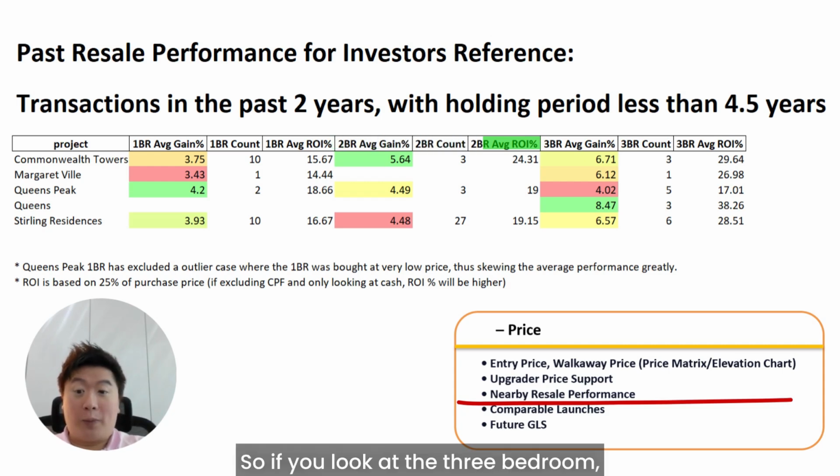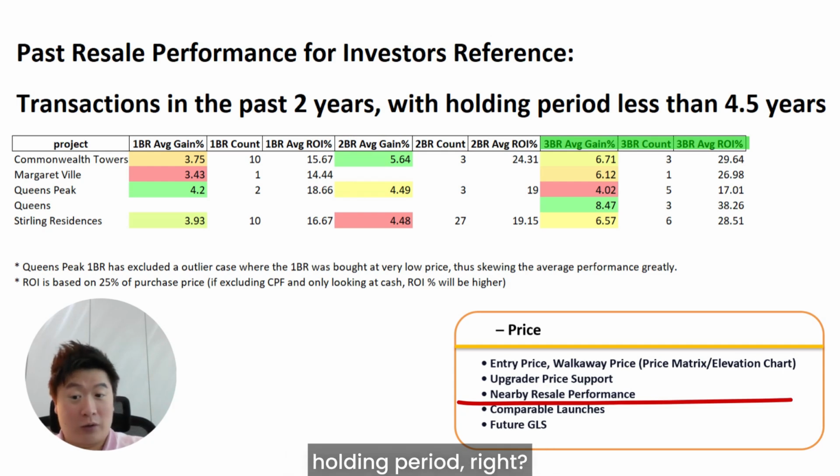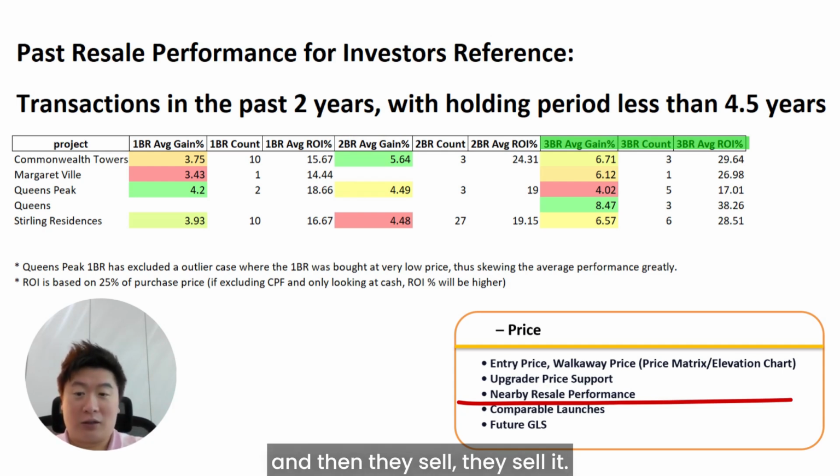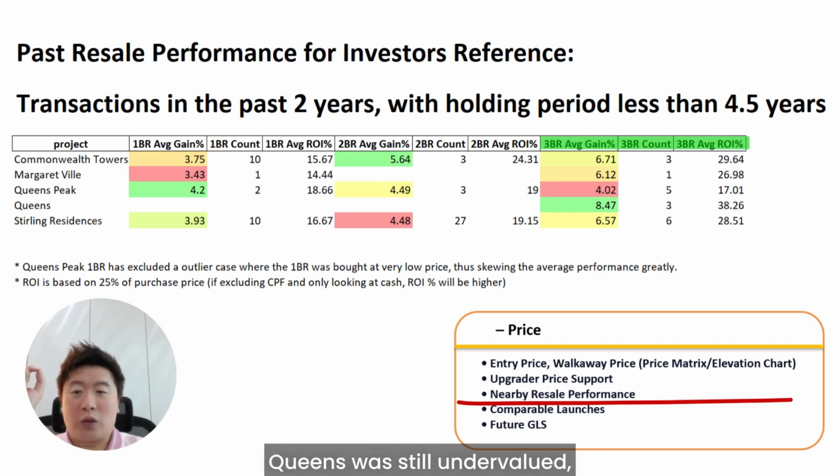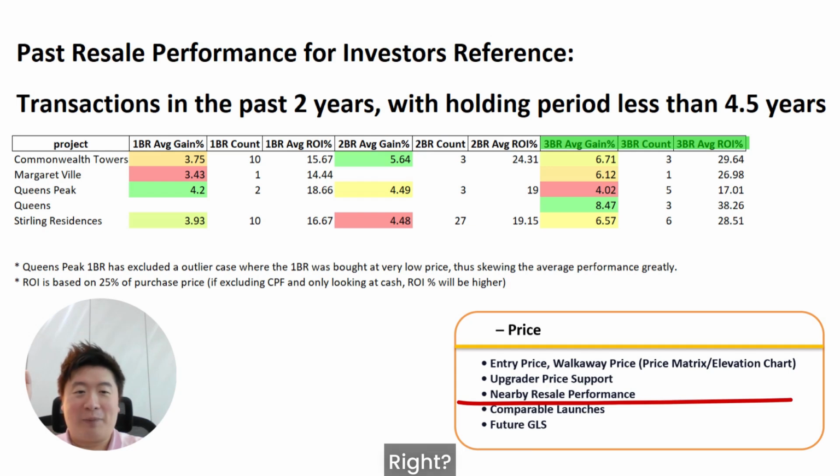So if you look at the three bedroom, the surprising figure here is actually Queens, the oldest project here. It actually got the highest annualized gain. And remember, this is a short holding period, right? This is not like them buying long ago and then selling it. It's only three transactions, but what I noticed was that these three transactions really managed to catch the brief time window where Queens was still undervalued. It had not caught up yet, especially after the post-COVID era. So congrats to these three folks. They definitely caught this and they earned tremendously, right? ROI percentage 38%, annualized 8.47.